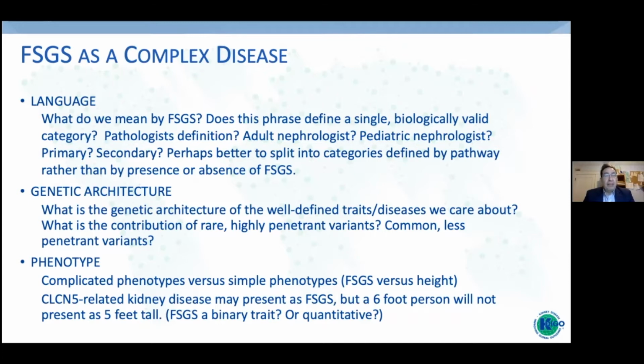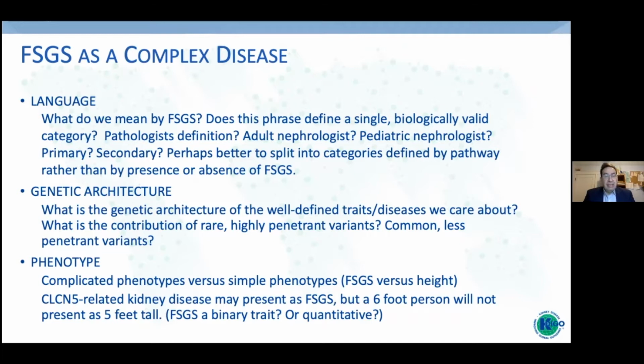When we talk about complex diseases, we're talking about genetic architecture, and we ask, what is the genetic architecture of the hopefully well-defined traits or diseases that we care about? What is the contribution of rare, highly penetrant variants? What's the contribution of common but less penetrant variants? And there's often the issue of phenotype. What phenotype makes sense to really try to dissect genetically?